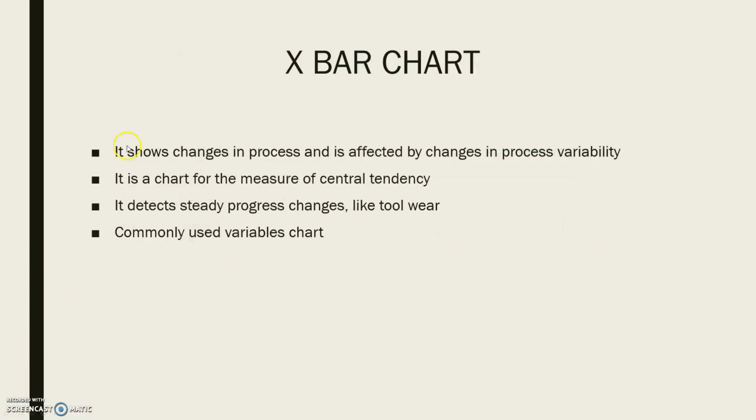X-bar chart. It shows change in process and it's affected by change in process variability. Secondly, it is a chart for the measure of central tendency. Third, it detects steady progress change like tool wear. And finally, it is a commonly used variable chart.